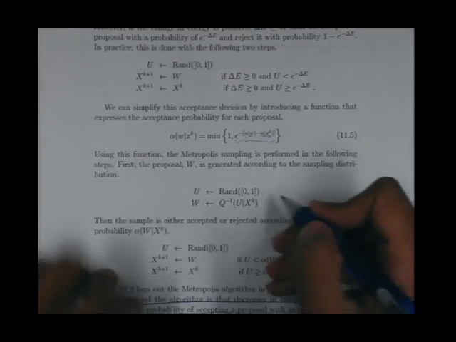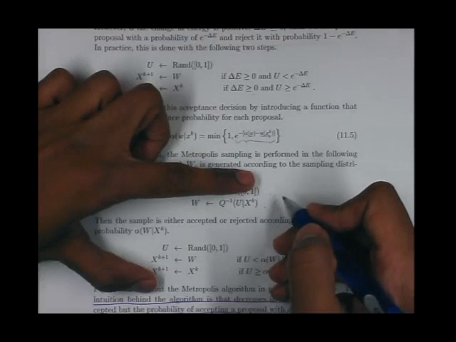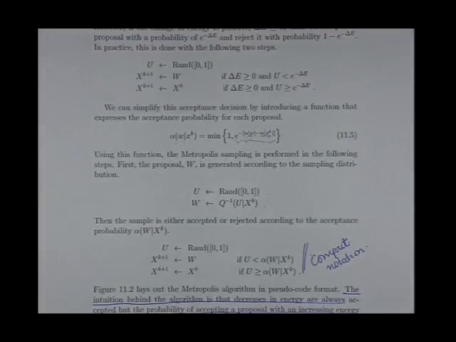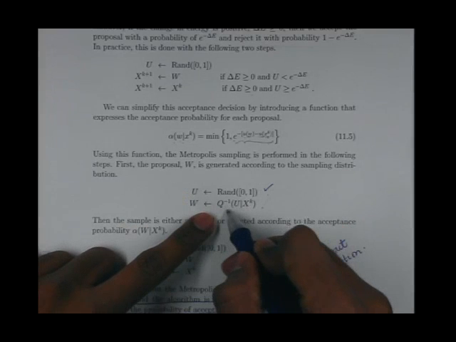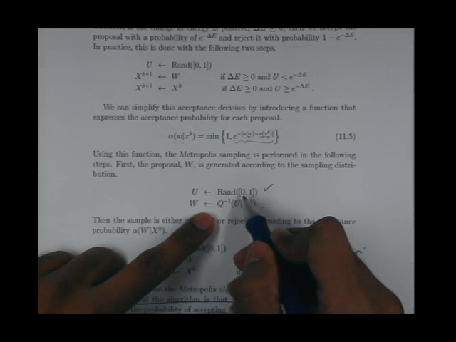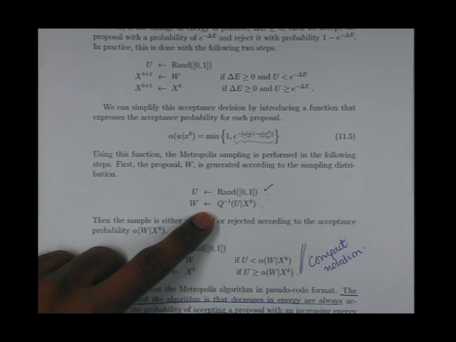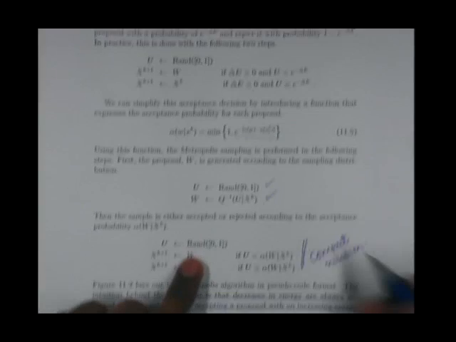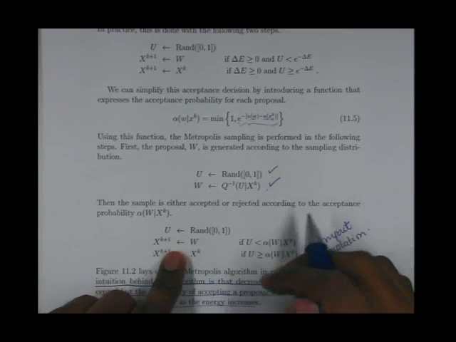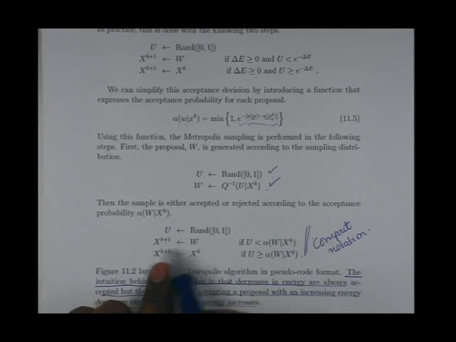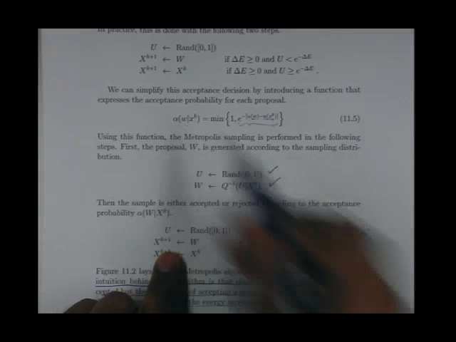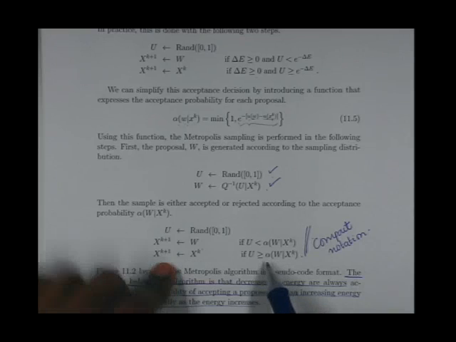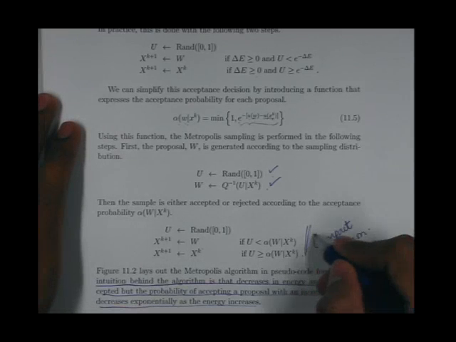The first step is to generate a new sample from this proposal distribution. The way you do that for any distribution is to generate a uniform random variable, take the inverse CDF and plug it in there. That's the general inverse sampling method. So generate a new sample. Once you generate a new sample, you either accept it with a probability of alpha, or else you reject it. And once again, this is just a compact notation.